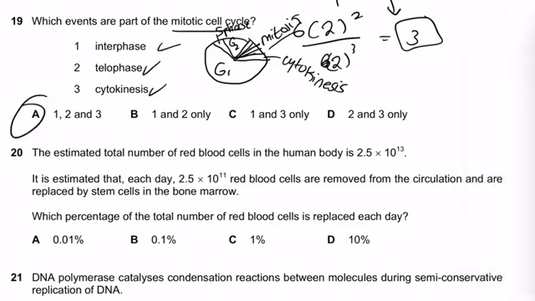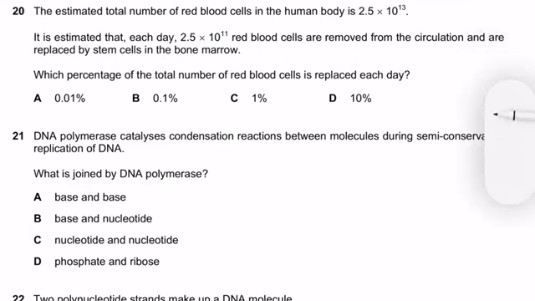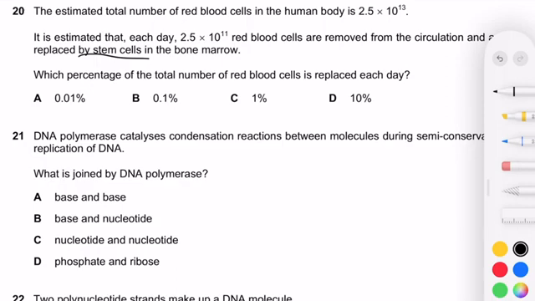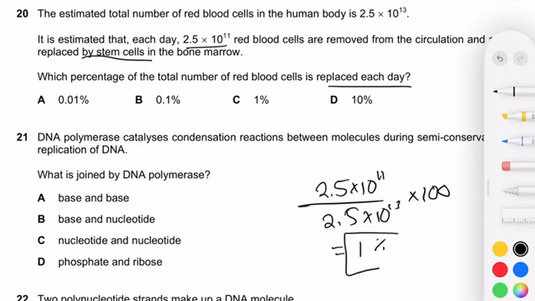It's A. Now, the estimated total number of red blood cells in a human body is 2.5 by 10 to the power of 13. And it is estimated that each day 2.5 by 10 to the power of 11 red blood cells are removed from the circulation and are replaced by stem cells in the bone marrow. What is the percentage of total number of red blood cells replaced each day? We just divide 2.5 by 10 to the power of 11 by 2.5 by 10 to the power of 13, and multiply that by 100 to get the percentage. So that equals 1% of the red blood cells are replaced each day.